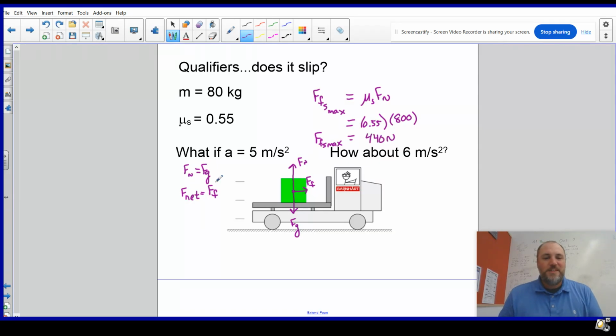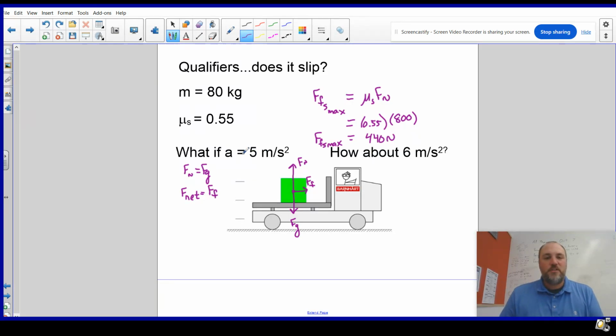Okay? So basically, as long as we don't request more than 440 newtons, then static friction is going to be enough to bring this crate along. If we request more than 440 newtons, then we can't provide it. So instantly it's going to become kinetic friction, and we're going to treat this problem a little bit differently. So I have the two scenarios here.